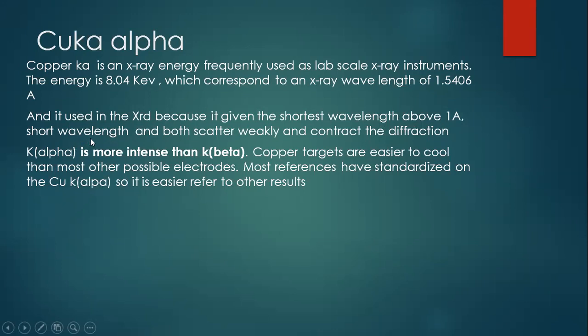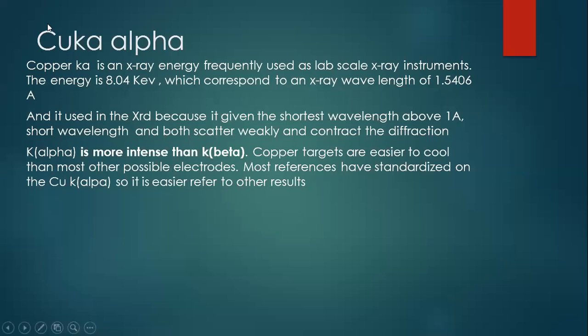Because of their short wavelength, X-rays scatter weakly and produce diffraction. That's why we use copper. Scientists say that K alpha is more intense than K beta. Why? Because copper targets are easier to cool than most other possible electrodes.